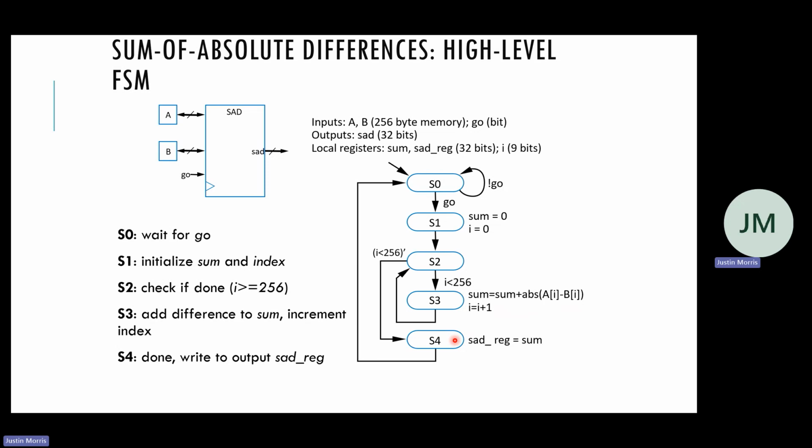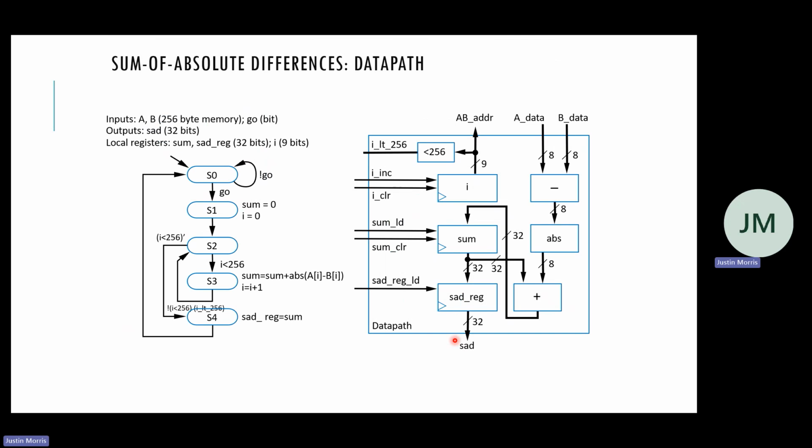Is it clear what each state is doing here? All right. So first step now that we have the high-level state machine is make the data path, right? So this is our data path, right? So we have this comparator, is I less than 256. We have 3 registers, our registered outputs, the sum, and our I, which we're using to increment.